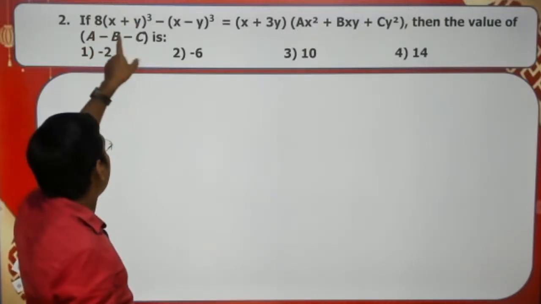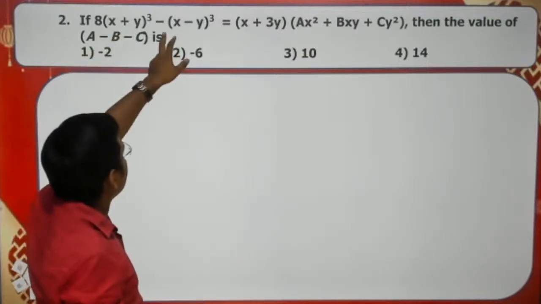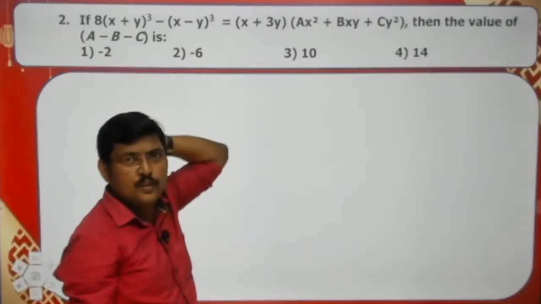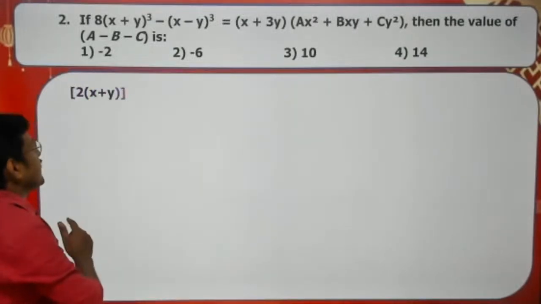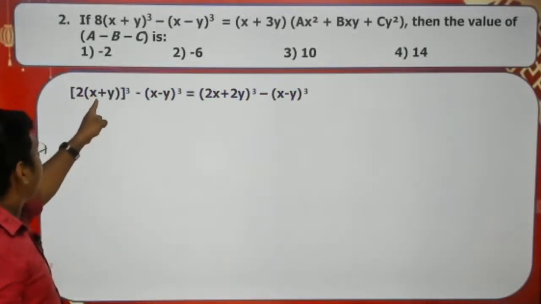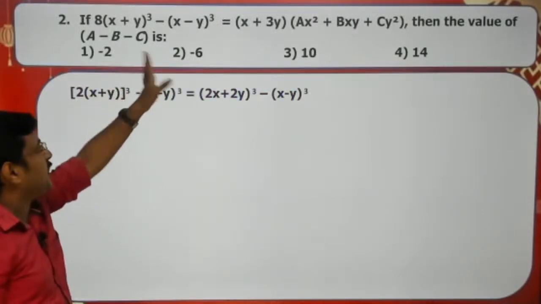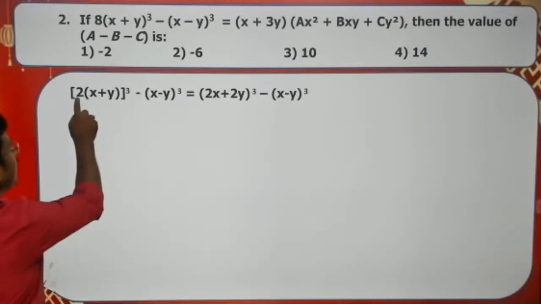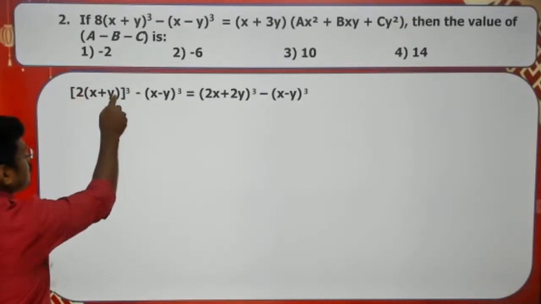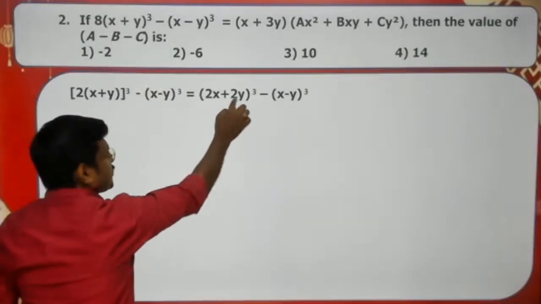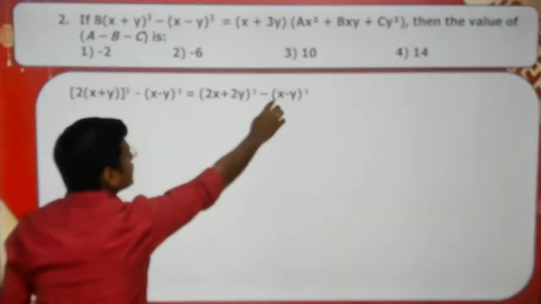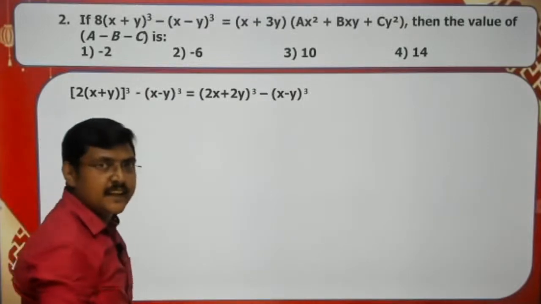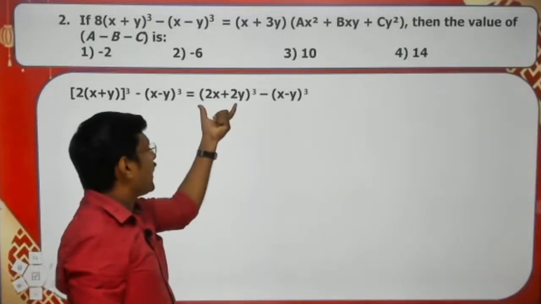We can write it as a whole 2 into (x plus y) the whole cube minus (x minus y) the whole cube. So I am writing like this, as you can see here: 2 into (x plus y) the whole cube minus (x minus y) the whole cube. On opening, 2x plus 2y, that is (2x plus 2y) the whole cube minus (x minus y) the whole cube. As I said earlier, this is in the frame of a cube minus b cube.